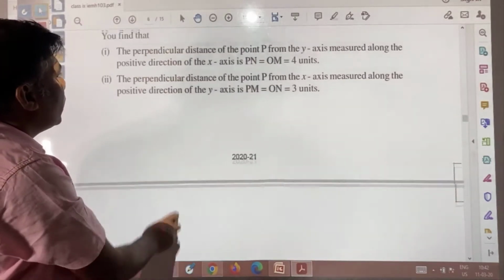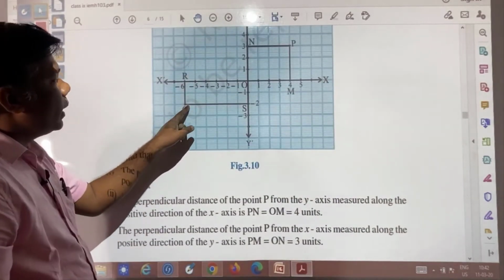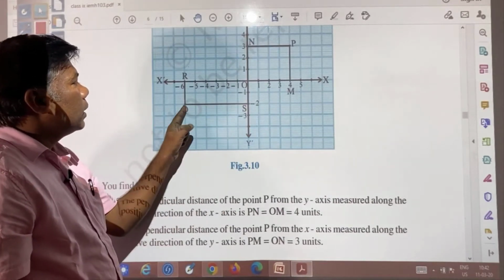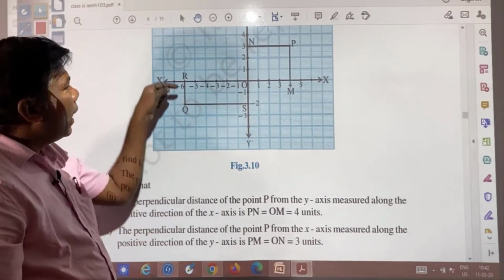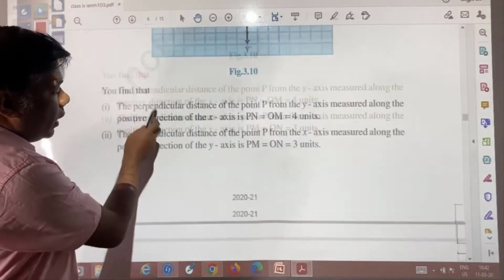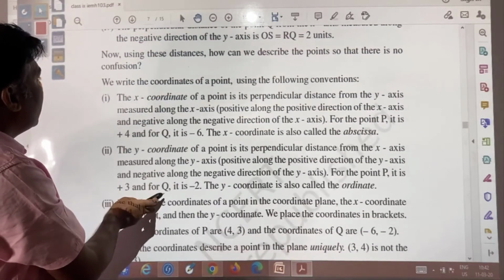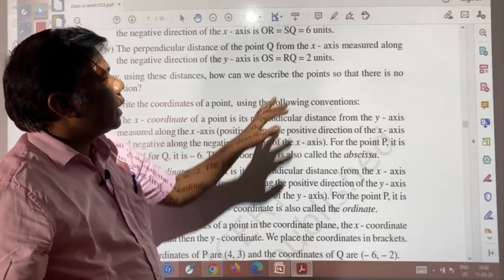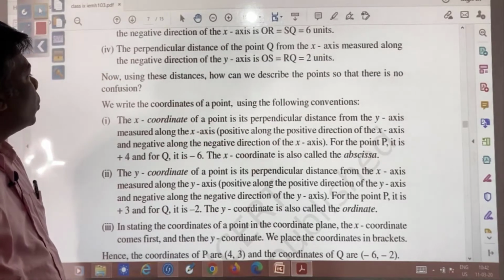In the same way you can see here Q is there. Q is how far from the y-axis? This is 6 units. And how far from the x-axis? That is 2 units in the negative direction. Now using these distances, how can we describe the point so that there is no confusion?